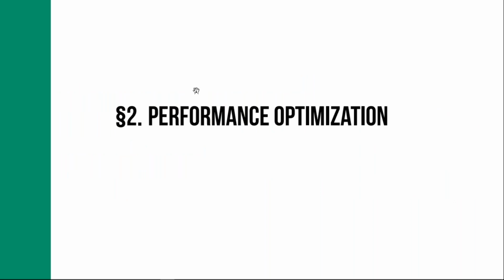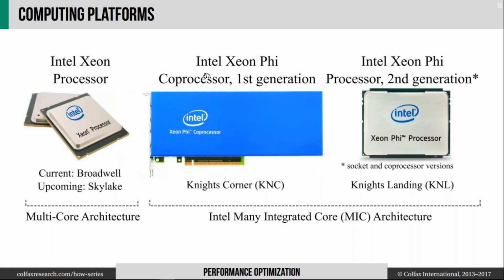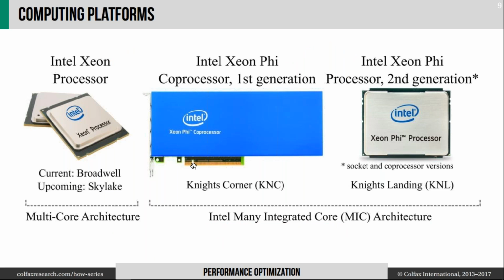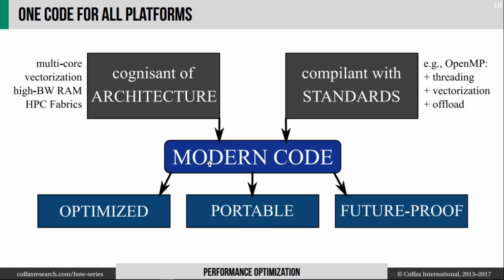And we are going to talk about performance optimization. And a reminder of the key message of this course. Even though we will be testing our code on a variety of platforms, multi-core general-purpose CPUs, and specialized many-core processors and coprocessors, the idea is to learn a set of practices that allows you to design a single code that will be efficient on all of these platforms, portable across them, and also compatible with future generations of Intel platforms. To achieve these conflicting goals, optimization and portability, we will use modern code practices.